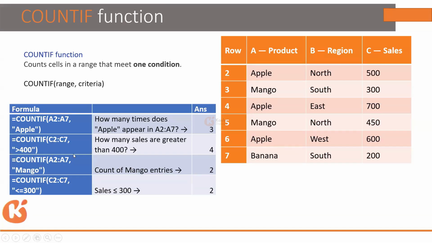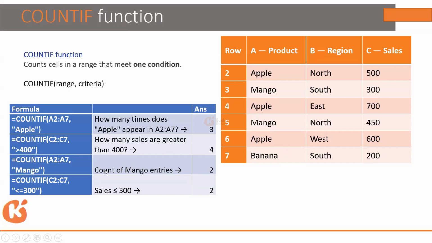The second formula is how many sales are greater than 400. So you can see this C column, and we want to find out how many sales are greater than 400. If you give this formula, which is COUNTIF C2 to C7, and then it should be greater than 400, you can see there are 4 sales which are greater than 400.